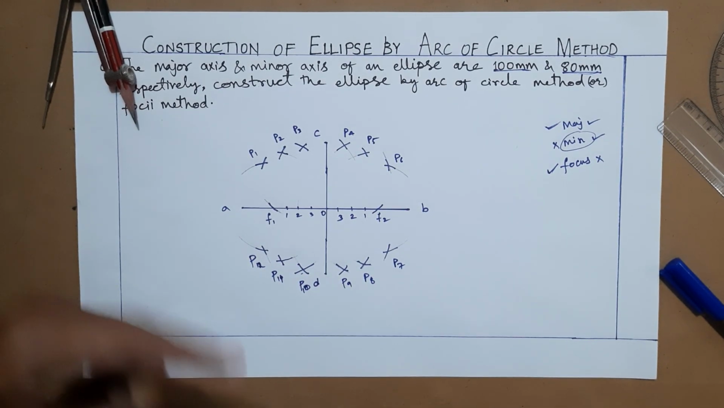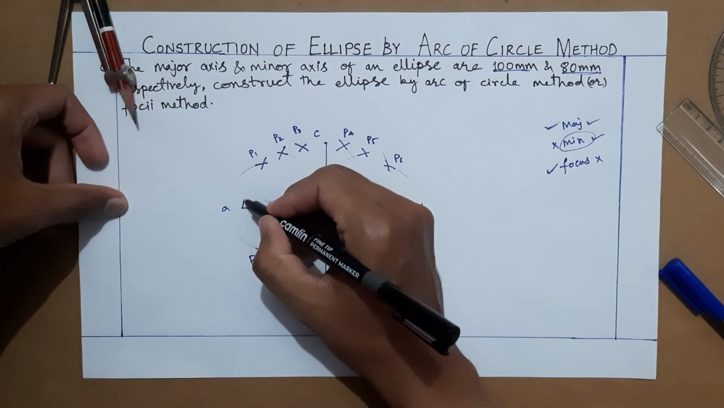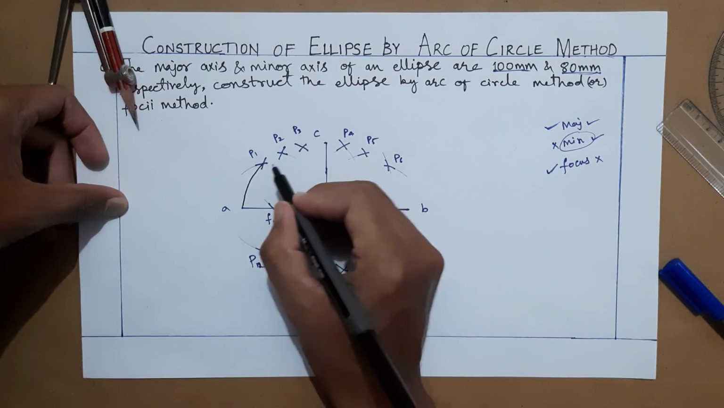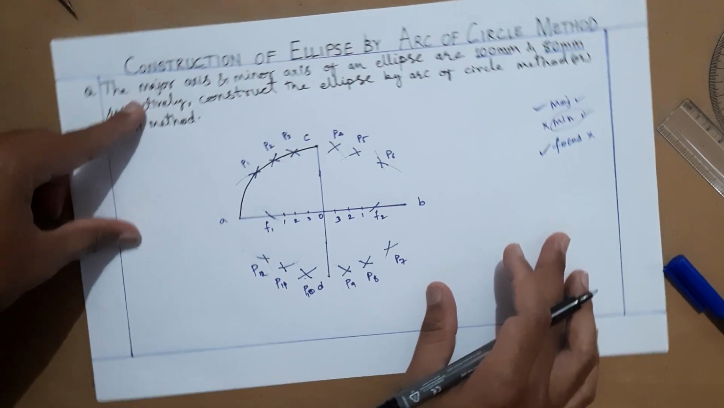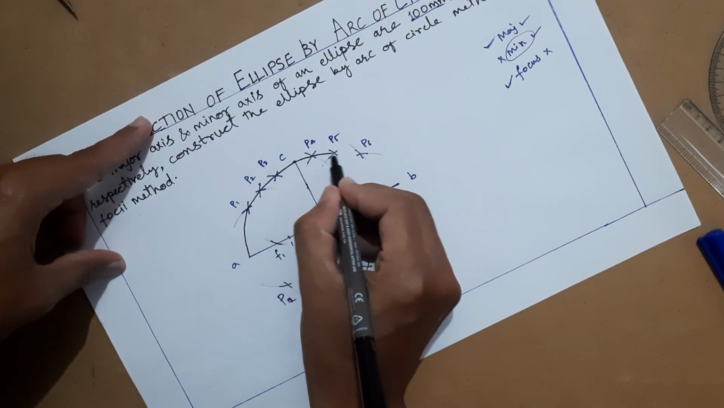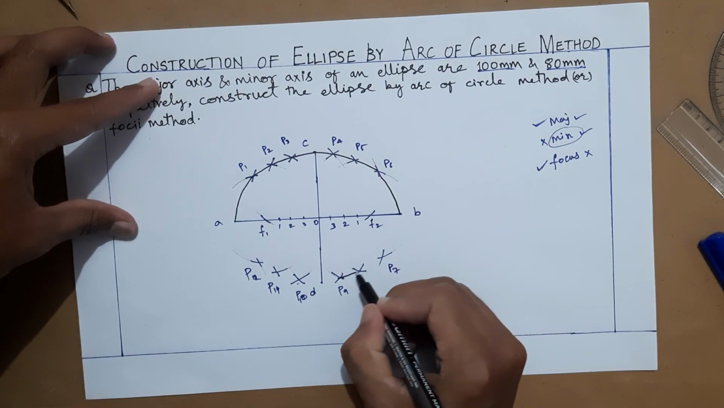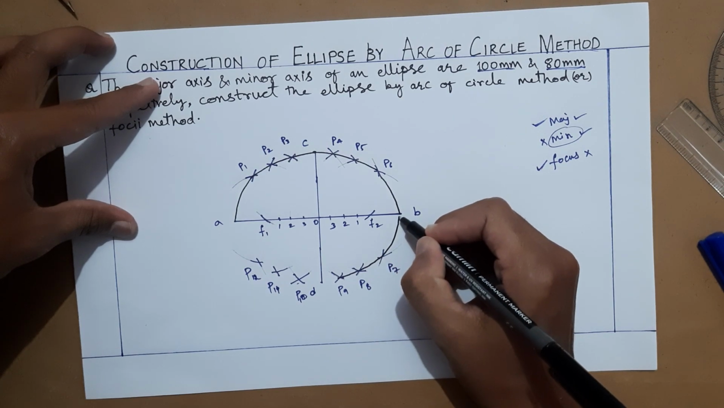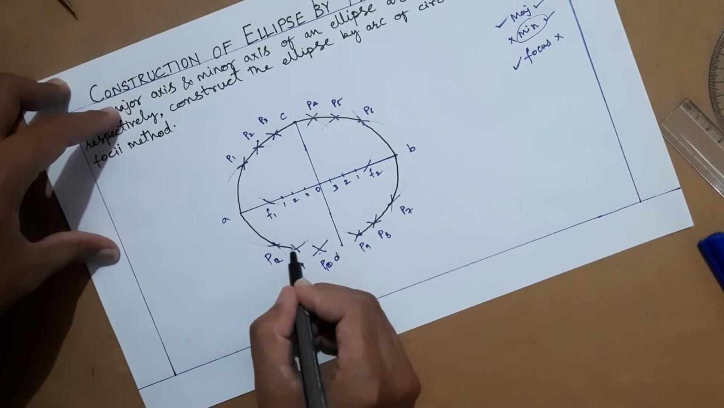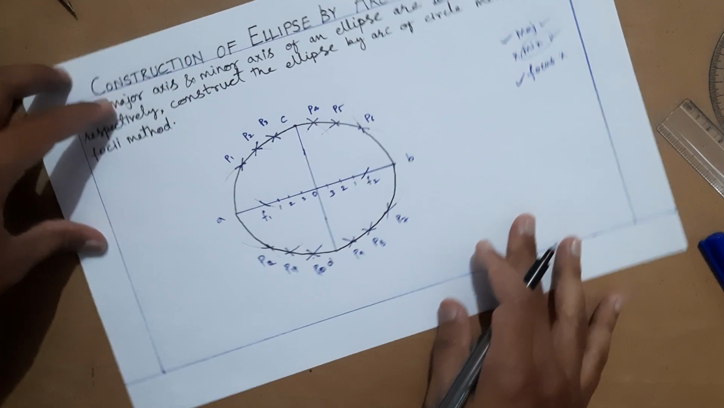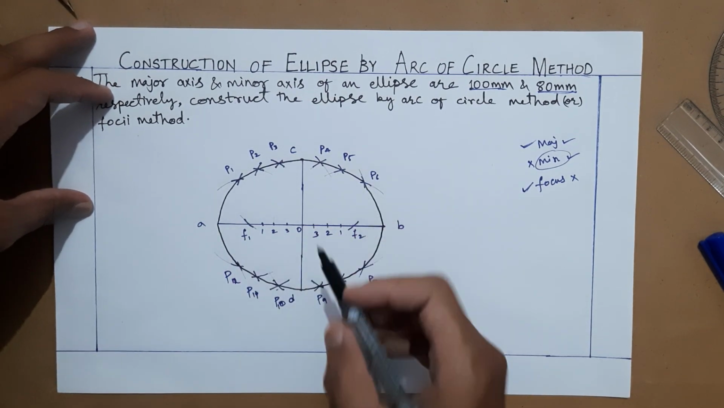Now joining all the points with a freehand smooth curve will give you the required ellipse, starting from the major axis to this point, and here you have to pass through all the points and touch the minor axis. In the same way, I'll just rotate it. Like this, you have to join all the points with a freehand smooth curve. You have to practice it a little bit so that your curve is smooth.